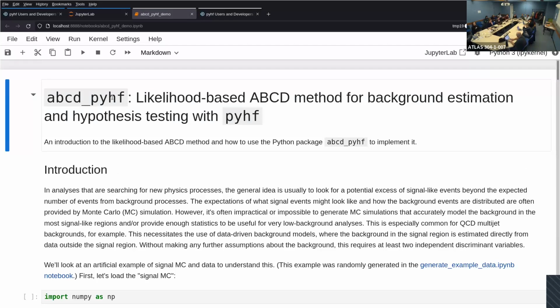Yeah, so I'll be talking about ABCD pyhf. It's this package that I wrote implementing this ABCD method for use in particular in my ATLAS analysis, and then I published it basically as a repository on GitHub and on PyPI, so that hopefully other people can use it.